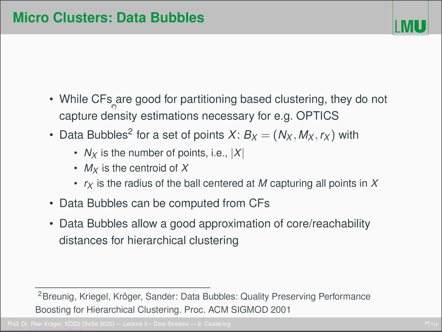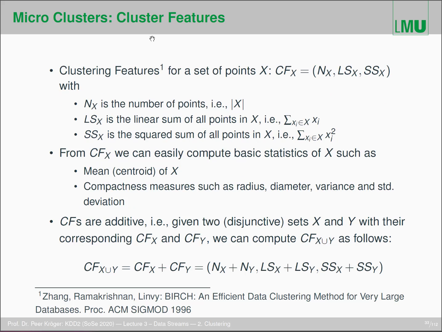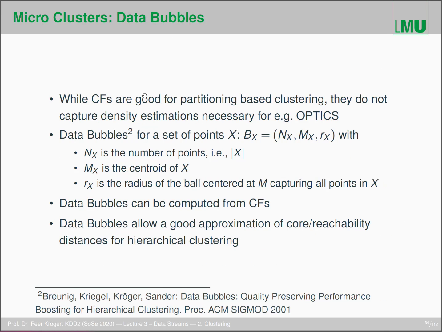So those are the original cluster features, and there is a different type of cluster features proposed for density-based clustering, especially for OPTICS, which is called the data bubbles. The idea is that cluster features are good for partitioning-based clustering, especially k-means and its variants, of course, but they do not really capture density estimations, which are necessary for density-based clustering algorithms, especially for OPTICS.